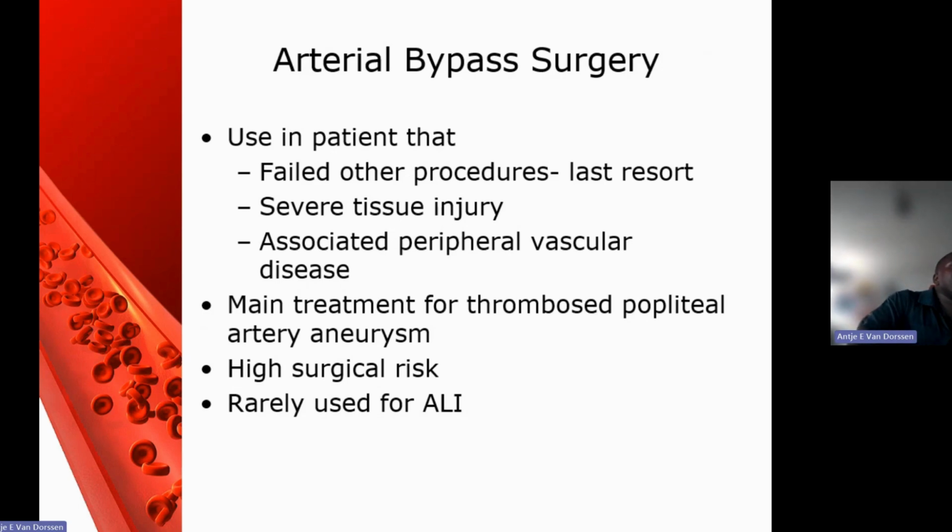Arterial bypass surgery is also something that they do offer. And most of these interventions are done in Cape Town. So the arterial bypass will basically be for patients that have failed other procedures. They use this as a last resort, because of course, patients with severe tissue injury and associated peripheral vascular disease.